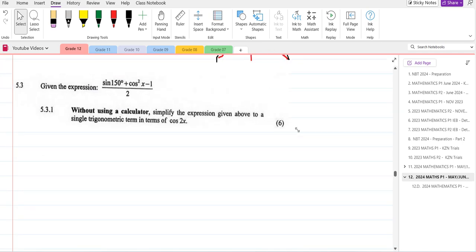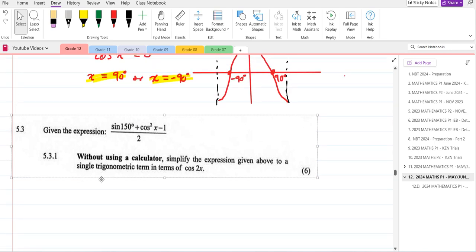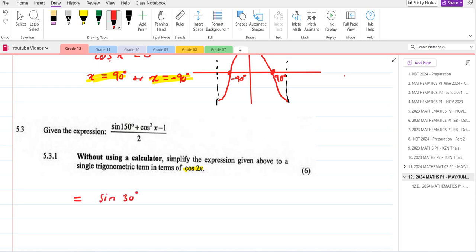Question 5.3 is 6 marks. So without the use of a calculator, simplify the expression given above to a single trigonometric ratio in terms of cos 2x. So we want to simplify it in terms of cos 2x. Right, so let's see, sine of 150. So the answer is equal to sine 150 is in the second quadrant, so that becomes sine 30. 180 minus 150, sine 30.